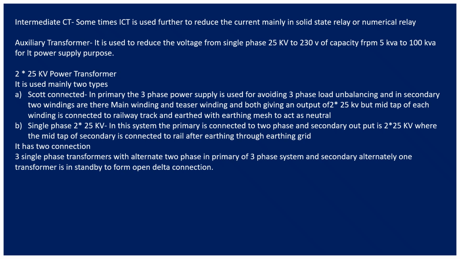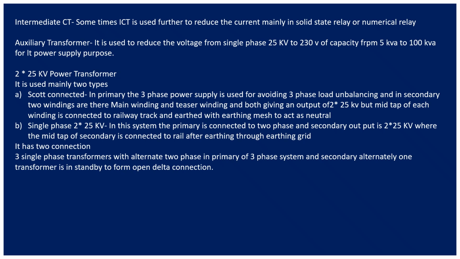2 into 25 kV power transformer. It is mainly of two types. First is the Scott connected type. In the primary, three-phase power supply is used to avoid three-phase load unbalancing, and in the secondary, two windings are there, the main winding and the teaser winding, both giving an output of 2 into 25 kV, but the mid-tap of each winding is connected to the railway track and earth with an earthing mesh to act as neutral.